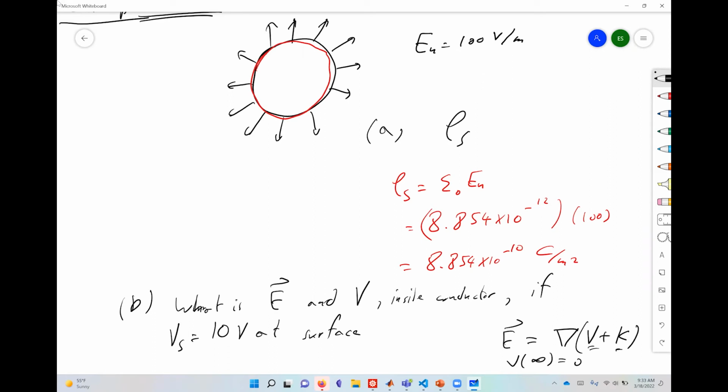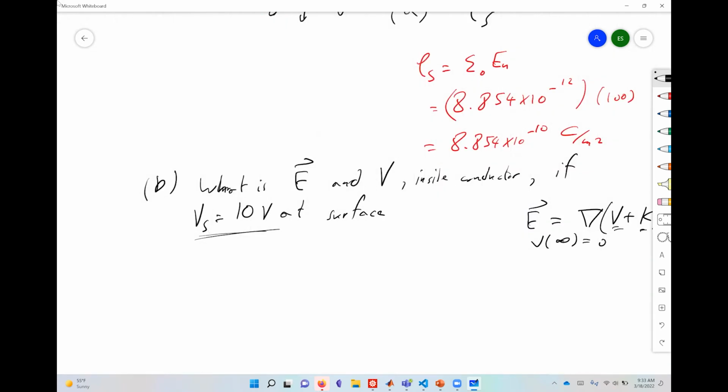So, given I tell you what the potential energy is at the surface, and the potential energy should be the same everywhere on the conductor surface, by the way. If you don't see that, I'll explain that in a bit. But say we know that the potential energy of the surface is 10 volts. What would be the potential inside the conductor?